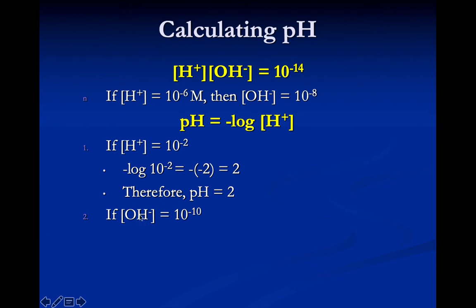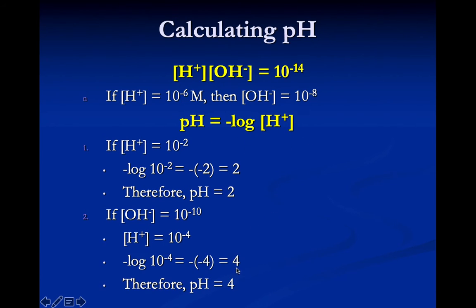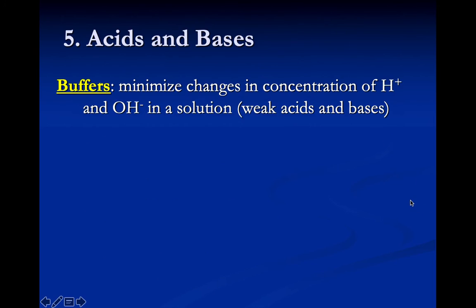Then if I were to give you OH minus concentration as 10 to the negative 10th power, that means that your hydrogen ion concentration is 10 to the negative 4th. So we applied that first equation. And now that we have our hydrogen ion concentration, we can calculate our pH, and we're going to get 4. And you may notice that when the negative exponent is 4 for the hydrogen ions, my pH is 4. And when it's negative 2, my pH is 2. So you'll notice trends like that.